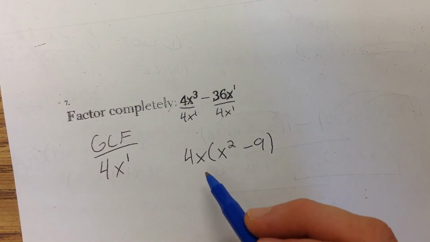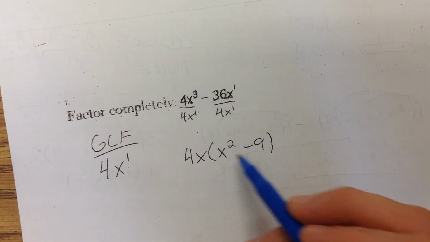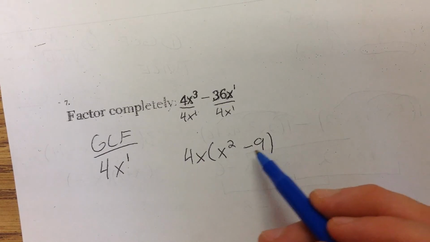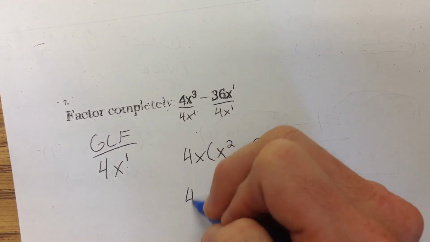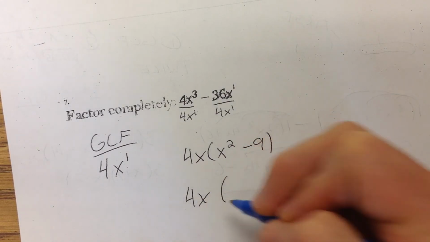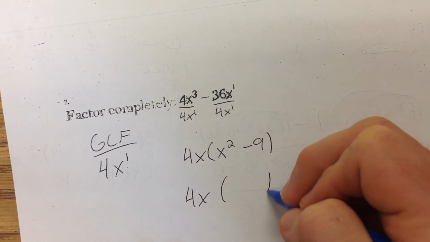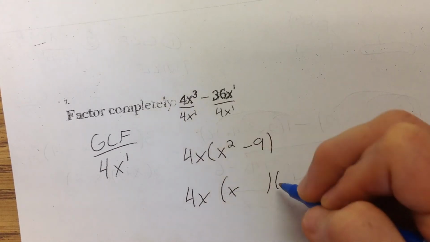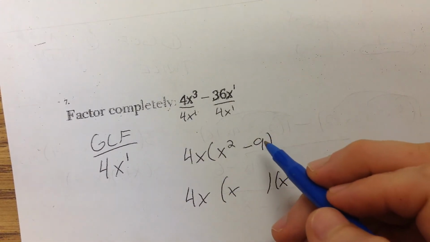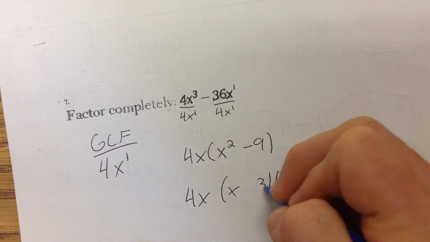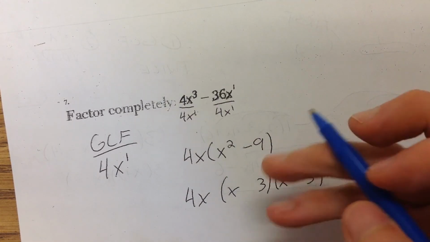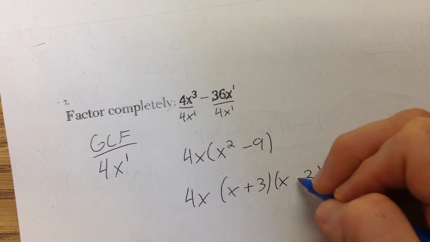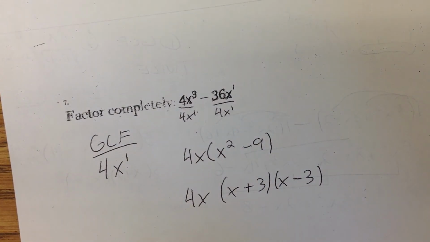That's our first step. Our second step is to again do dots, and I know it's dots because there are only 2 terms inside of my parentheses. So the 4x comes down. The square root of x squared is x, so that's what goes in the front. The square root of 9 is 3, so that's what goes in the back. And again, because I want a negative 9 here, one of these has to be positive and the other one has to be negative.